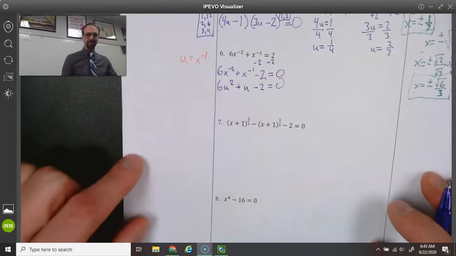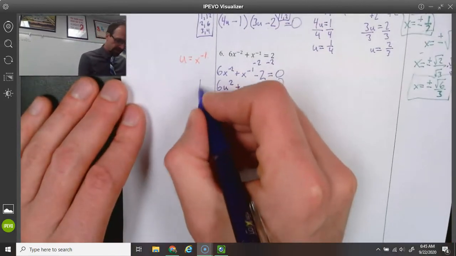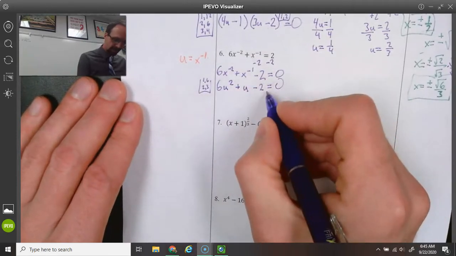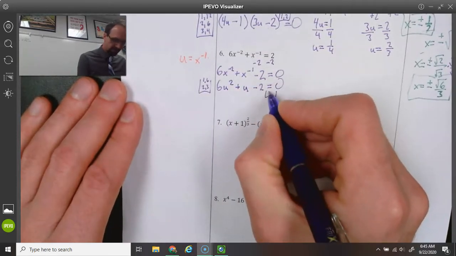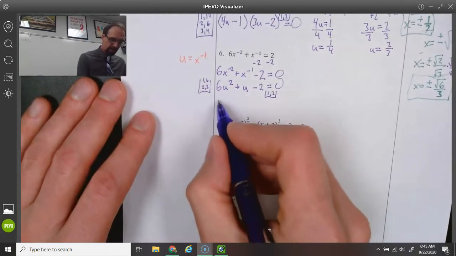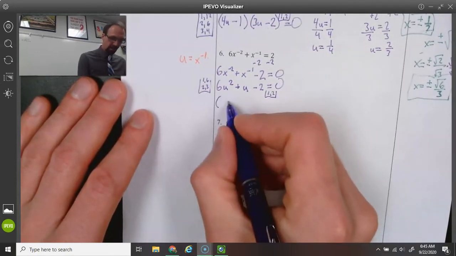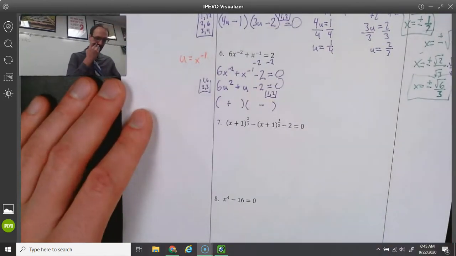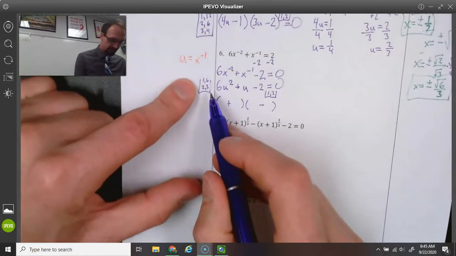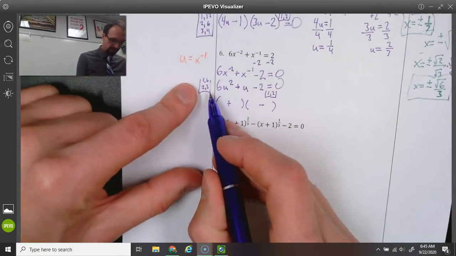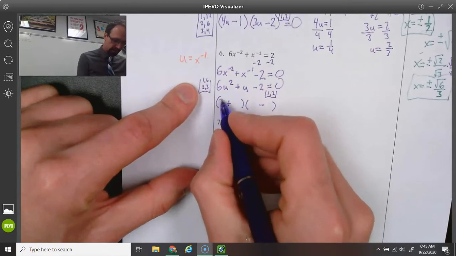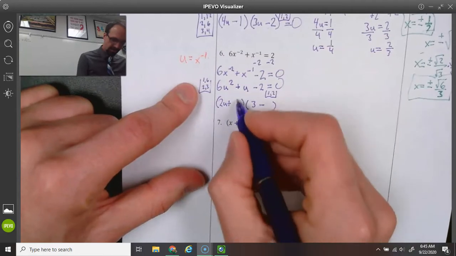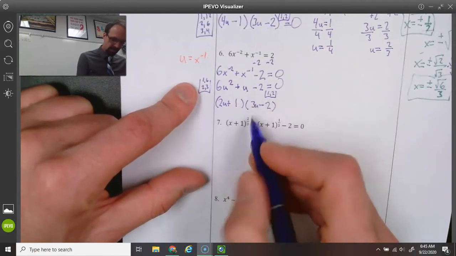Now I can factor this. Looks like I've got the factors of 6. So that's going to be 1, 6, 2, and 3. Then the factors of negative 2 are just going to be 1 and 2. Knowing that, and this being a minus sign, and I'm in a plus, minus, it looks like, let's see, 2 and 3 might be my best bet. 2u, 3, I'm not really feeling this. 1, 2, let's see how this turns out.